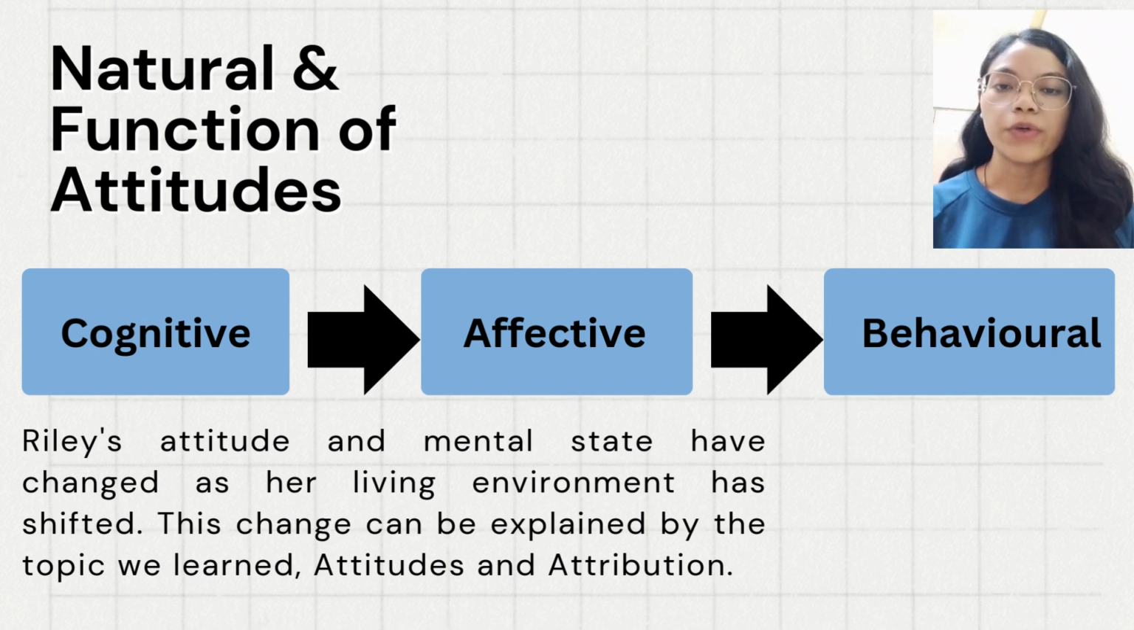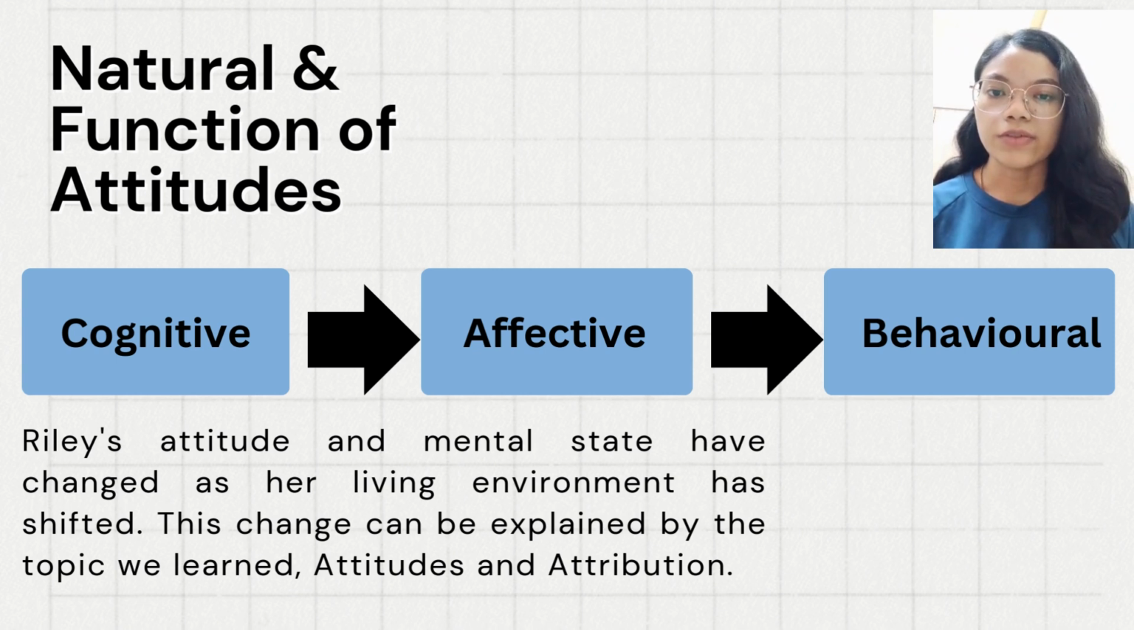Finally, the behavioral component. This is how Riley's attitude influences her actions. Feeling overwhelmed, Riley decides to run away back to Minnesota, a behavior driven by her negative emotions and thoughts about her current situation. Her decision reflects a combination of her cognitive beliefs, thinking she was happier in Minnesota, and her affective state, feeling unhappy and disconnected in France and San Francisco.